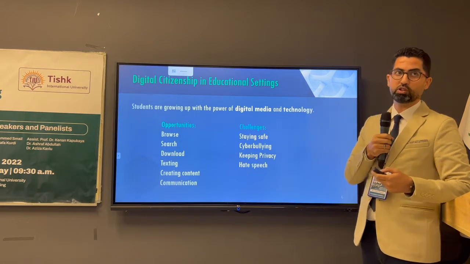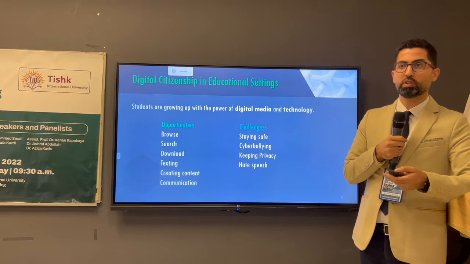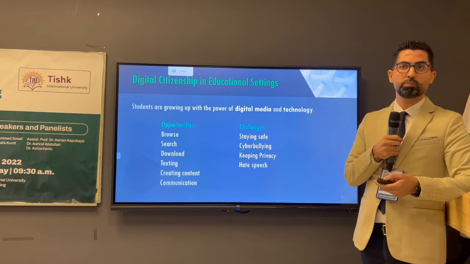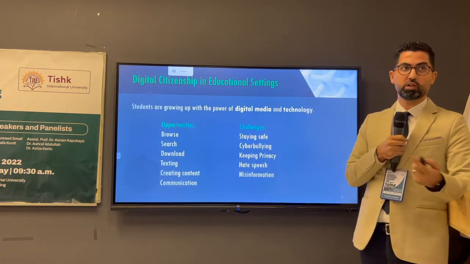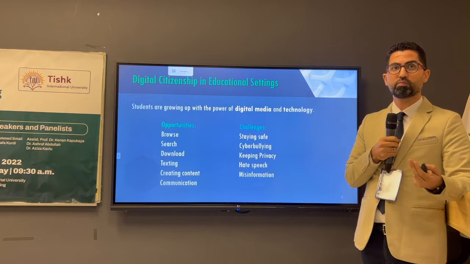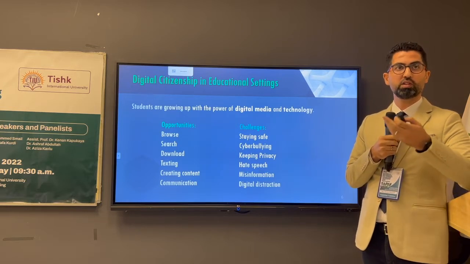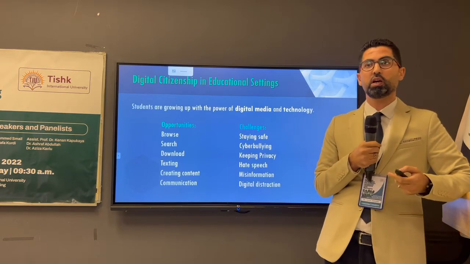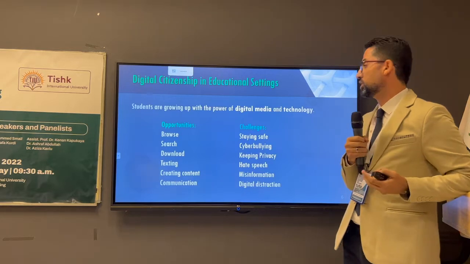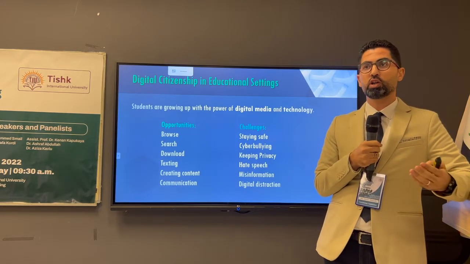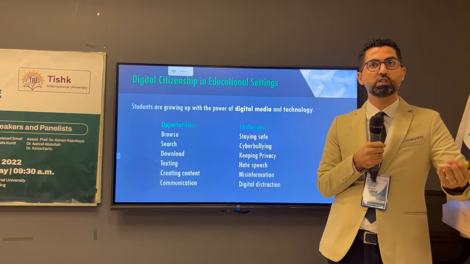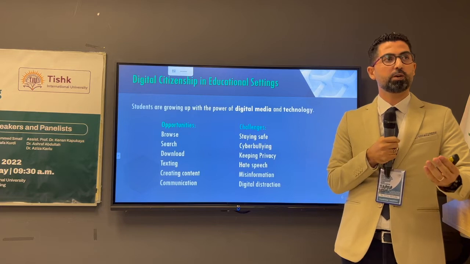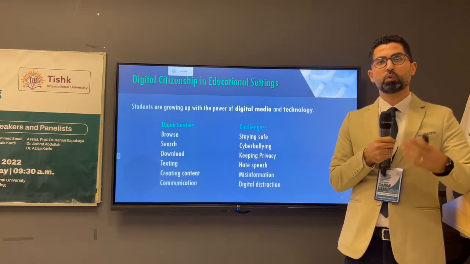And then hate speech. When we go on social media, we see that this has become a routine, a part of our digital media. And then misinformation, which is the biggest problem, like fake news or just misleading information. And then, of course, digital distractions, which is the major dilemma, the major challenge. We all, as educators, face this in the classroom: the students have cell phones in their hands, and how they can be distracted in the classroom while we teach.